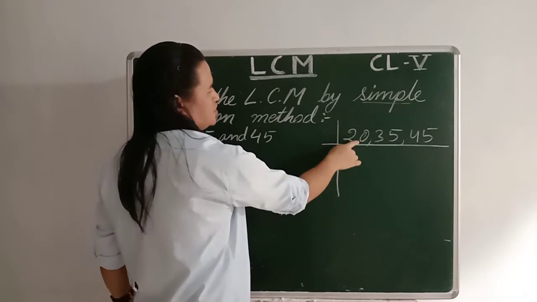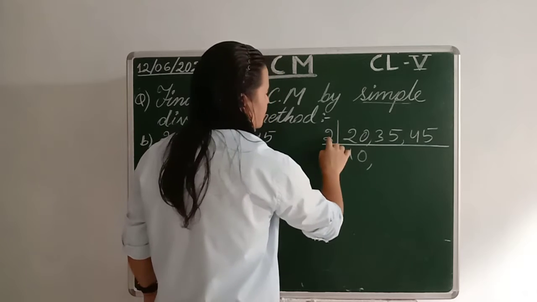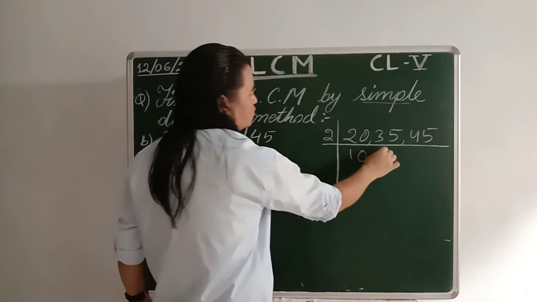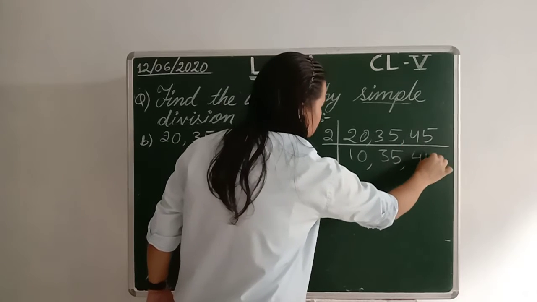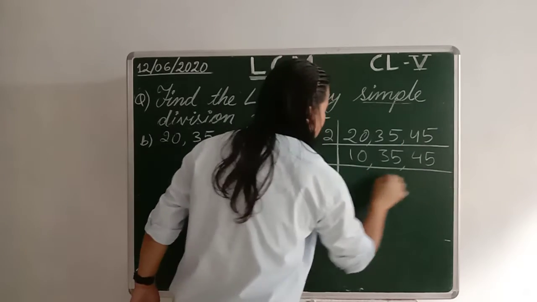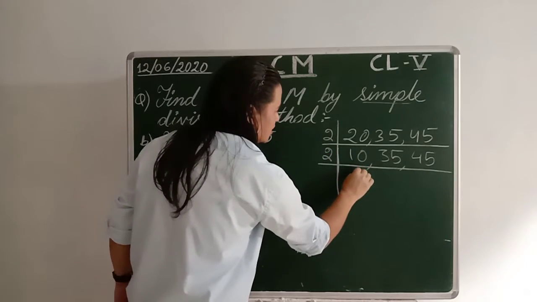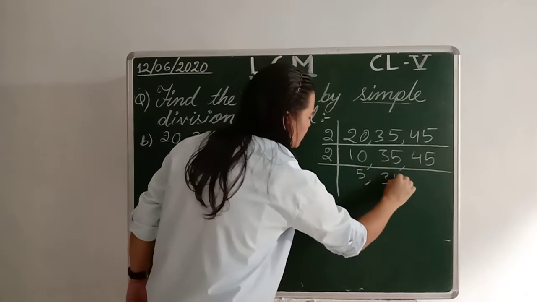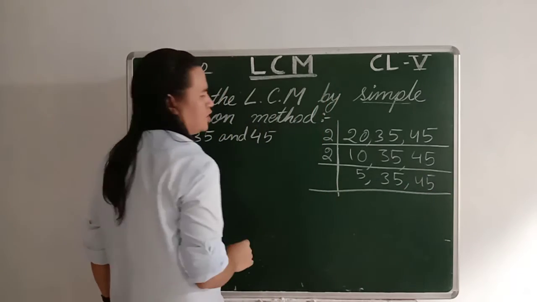So here 20 is an even number, so we can break it down by 2. 2 tens are 20. Now 35 we cannot break down by 2, so we write it as it is, 35. And 45 also we cannot break down. Now again 10. 10 is an even number, so we can break it down by 2. 2 5s are 10. 35 and 45 we will write as it is. Now here we got all the odd numbers.